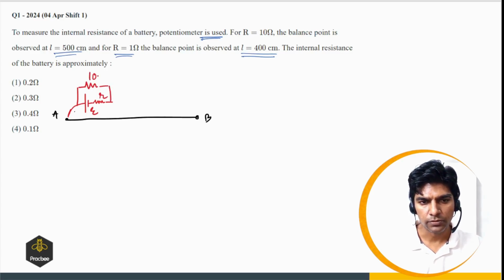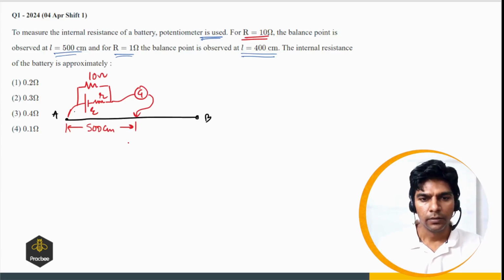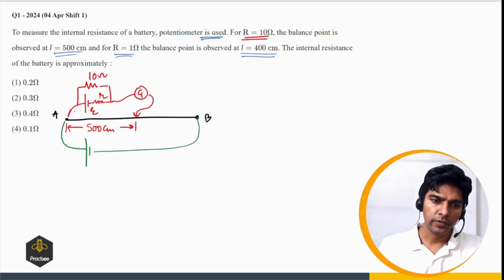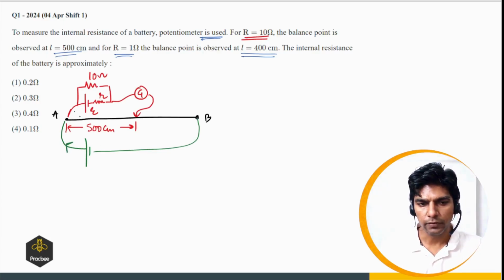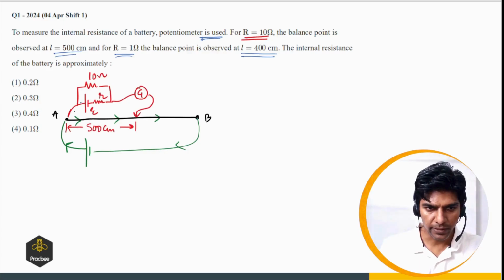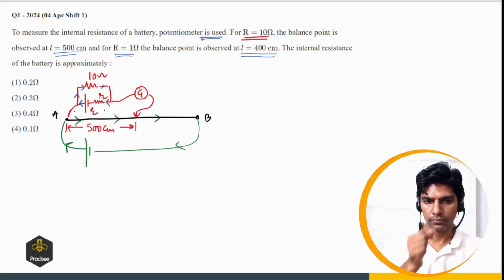resistor of 10 ohms. So first I'm taking the case when we have 10 ohms in parallel to the battery, and there is a galvanometer, and we are getting a balance length which is 500 centimeter. So this is 500 centimeter, and in the primary circuit we have a battery. When there is no deflection in the galvanometer, whatever current is supplied by the primary battery will pass through the potentiometer wire, and the current supplied by the unknown cell keeps circulating in this particular loop, right?